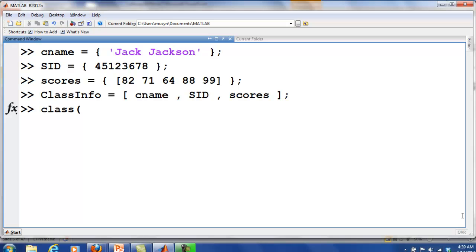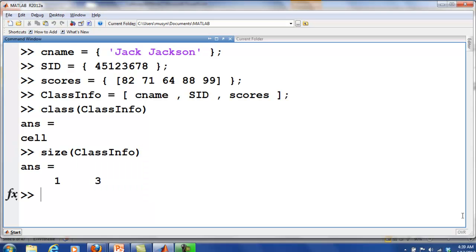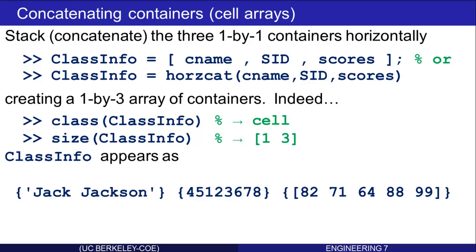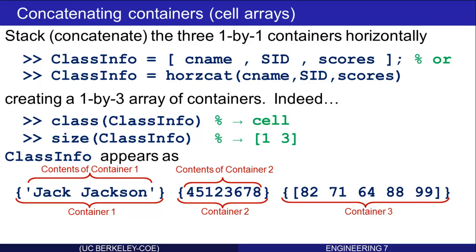The class of ClassInfo is cell. The size of ClassInfo is 1x3 because it's a 1x3 array of containers. Let's visualize the variable ClassInfo. Here is the first container and the contents of the first container. Here's the second container and the contents of the second container. And finally, here's the third container and the contents of the third container.